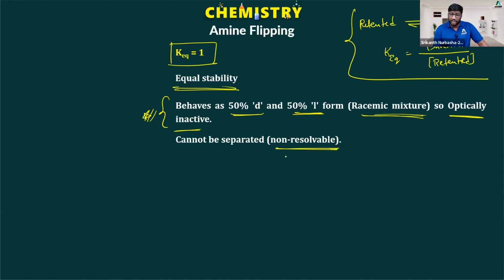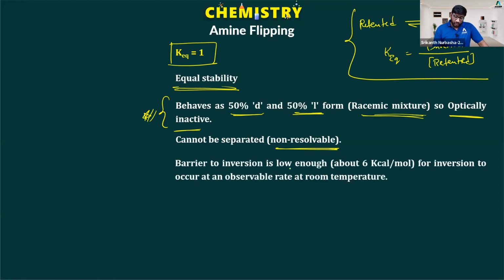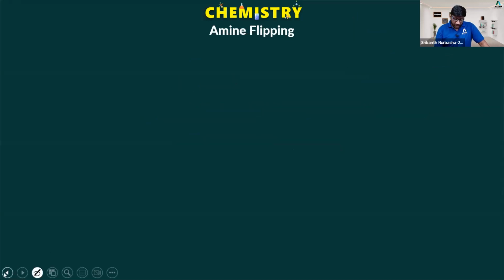It cannot be separated, so non-resolvable. Separation of a racemic mixture is nothing but resolution. But this racemic mixture cannot be separated. Why? Because the conversion of one form to the other form is very fast. The barrier to conversion is low enough for conversion to occur at an observable rate at room temperature. So conversion is going to happen greatly.